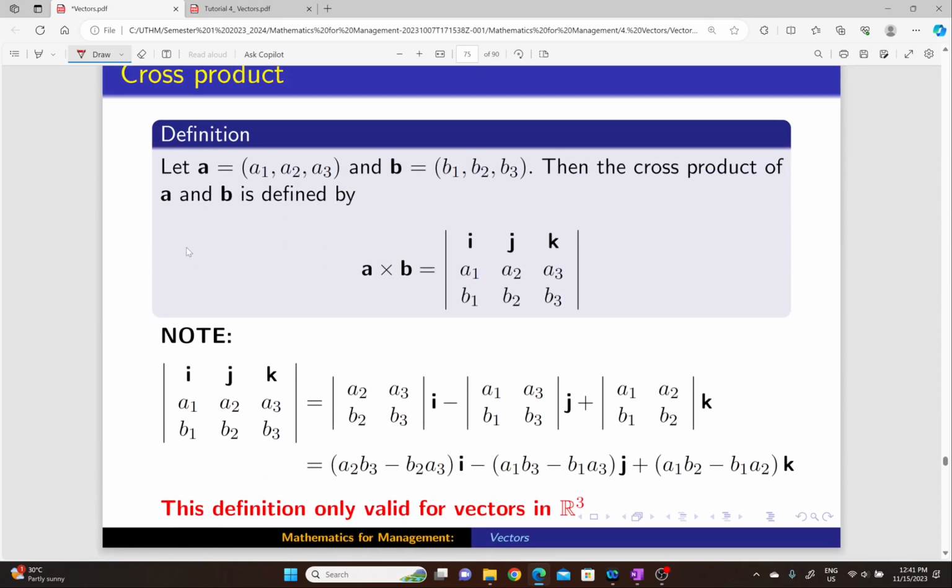All right, the cross product is A cross B, we put a multiplication symbol here. Okay, that is the cross product symbol. Now how to do this? Okay, so you put i, j, k.